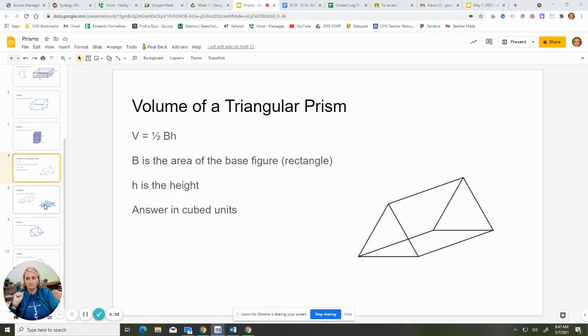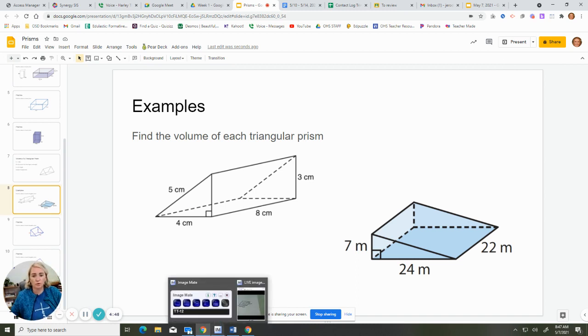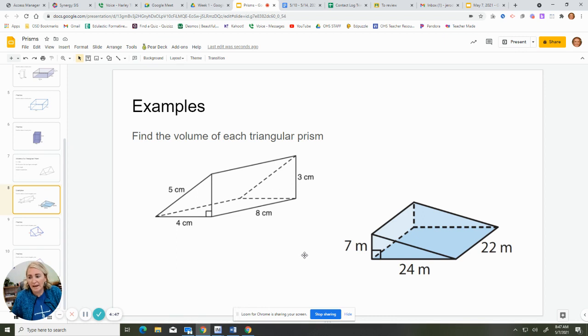Okay, so you really have to pay attention to which part of the triangular prism they're asking you to use as the height. Okay, so we're going to, again, go through a couple of examples just to kind of work through what this is going to look like. And then you'll do a little practice, and then you'll be on to your exit ticket. So let's go through these.